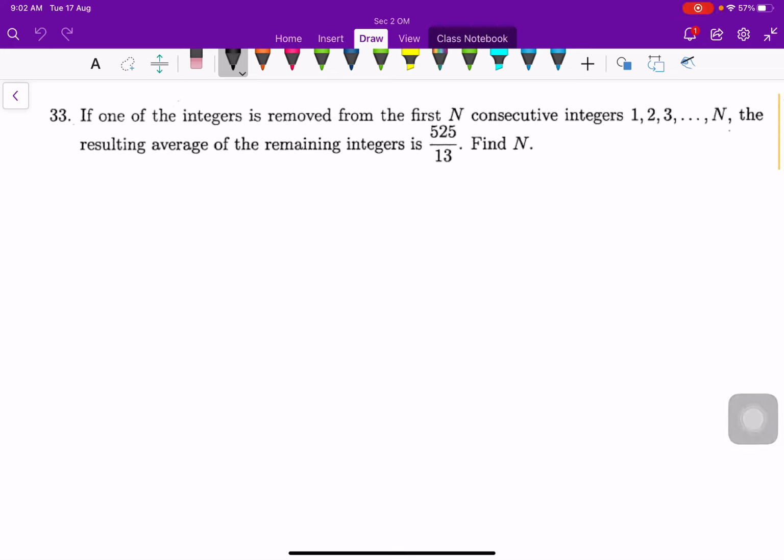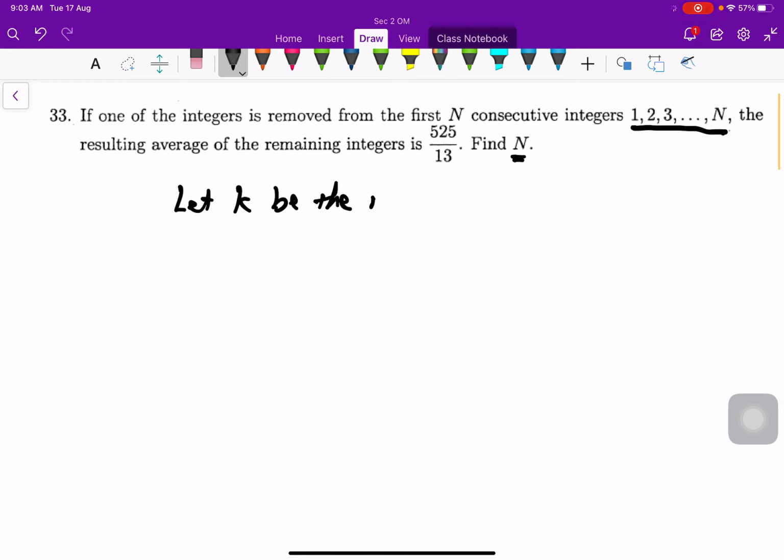Okay, let's look at 33. If one of the integers is removed from the first n consecutive integers, 1 to n, the resulting average of the remaining integers is 252 over 13. Find this particular n.